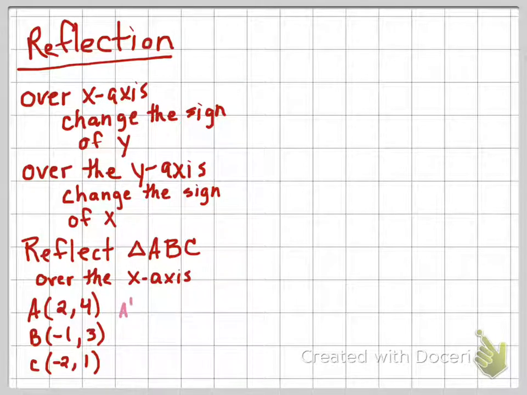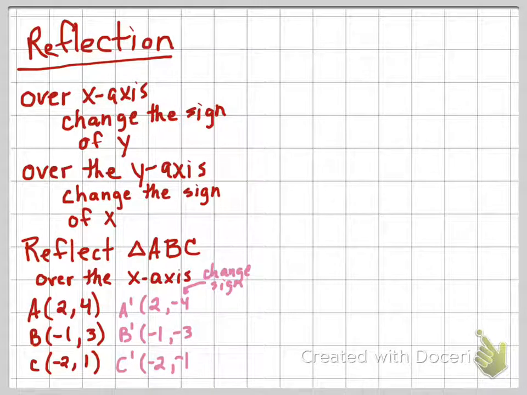So for A prime, B prime, and C prime, all I have to do is nothing to the x's and change the sign of all the y's. So that 4 becomes negative 4. The 3 becomes negative 3. The 1 becomes negative 1. If any of these were already negative, they would have become positive. I'm just changing all the signs. And so this is the location of my reflected triangle.